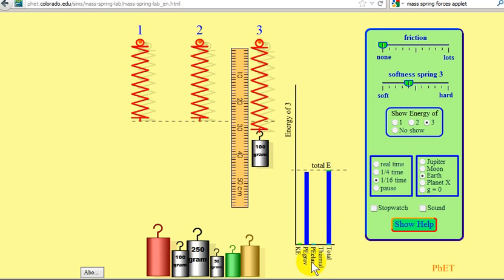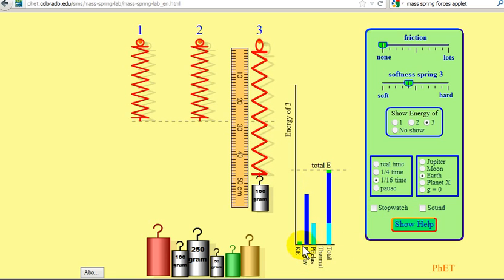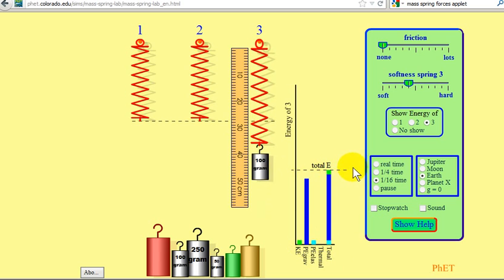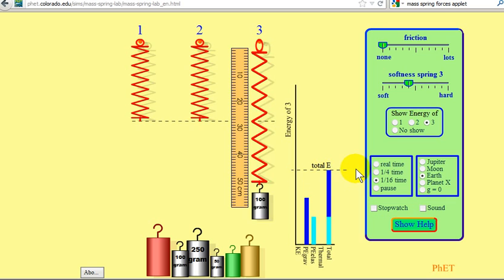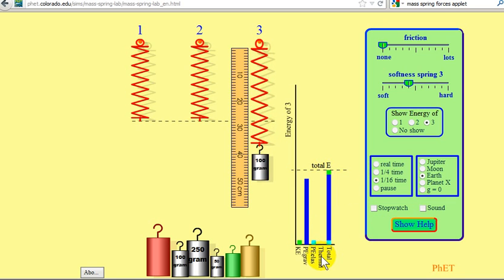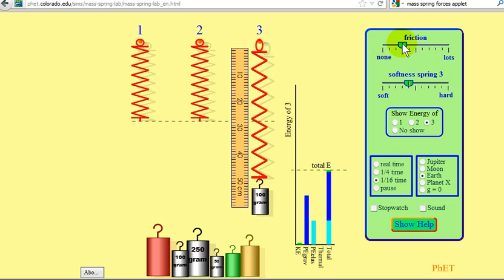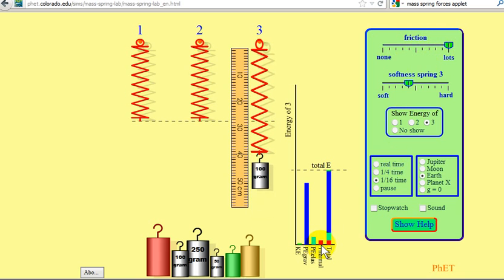Now we won't really be discussing elastic potential energy here, but for now you can see that the three energies sum to some constant value. The total energy never changes. We won't be discussing thermal energy here either, but if I turn on friction, you can see it appear. So that's the red bar. So the particle quickly comes to a stop.